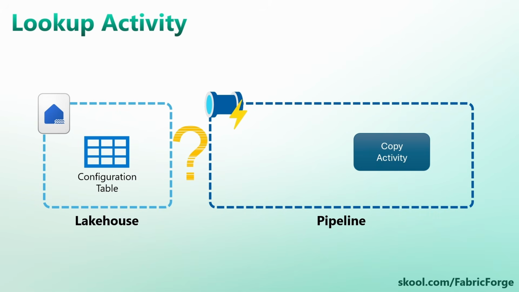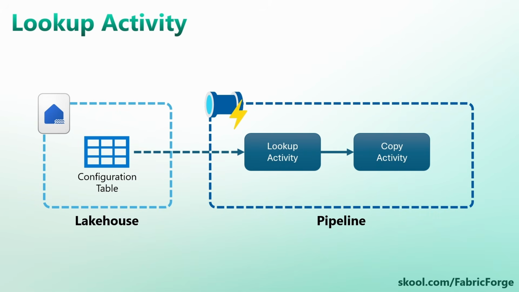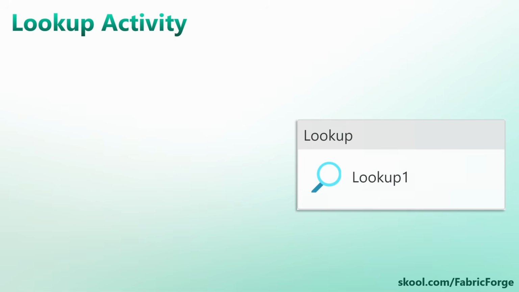Of course, we can use the lookup activity in the data pipeline and fetch the contents of that configuration table and have them available in our pipeline for our copy activity to use. Now let's take a closer look at how lookup activity works in a data pipeline.